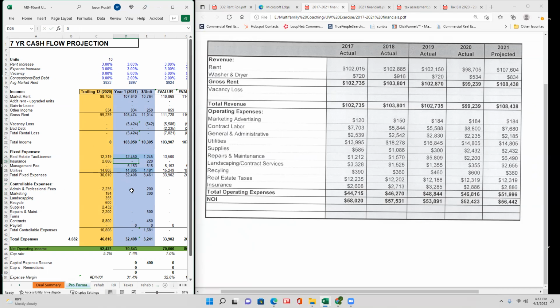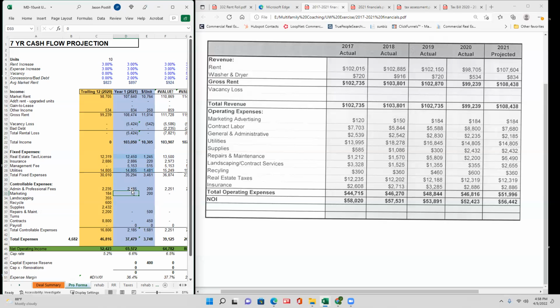Insurance. Let's say they kept everything the same basically for the most part, except taxes went up a little bit, but 2,886. Insurance, management fee we accounted for, utilities, admin and professional fees. What did we say? 2,185. I don't know why those went down, but we'll go with it.